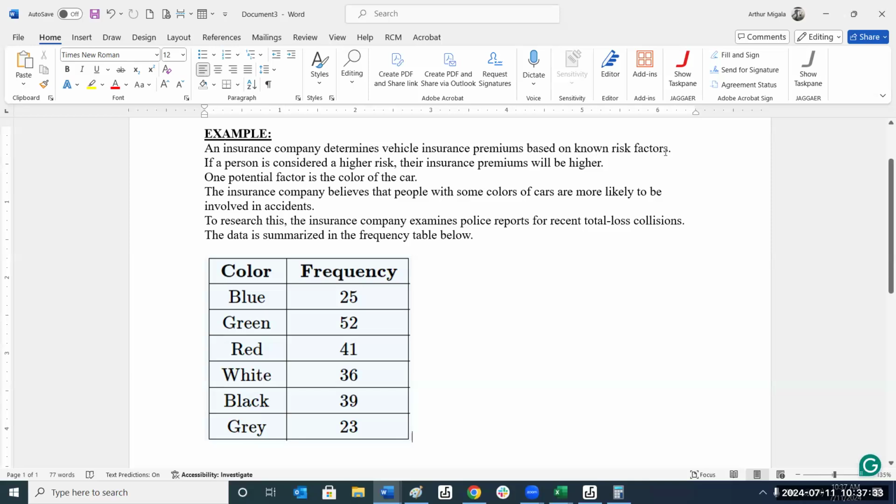They're based on known risk factors, which I gave you all those. If a person is considered a higher risk, you notice they don't tell you who's at higher risk. So what kind of people do you think are at higher risk? Men or women? Yes, you'd think, but that's what they think too, because of the machismo effect.